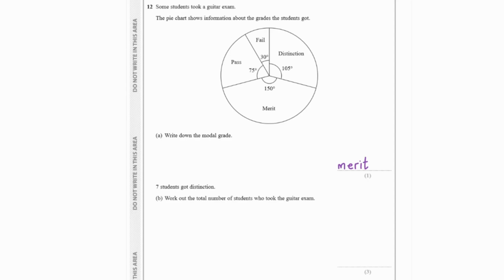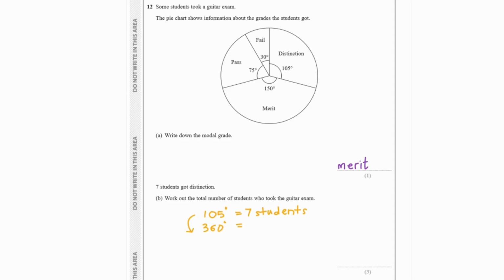The next part says, 7 students got distinction. Work out the total number of students who took the guitar exam. So from the pie chart, we can see that 105 degrees represents 7 students. The total number of degrees in a pie chart is 360, and therefore to find the total number of students, we would just use proportion to see what 360 degrees represents.